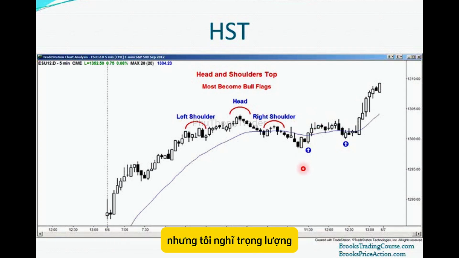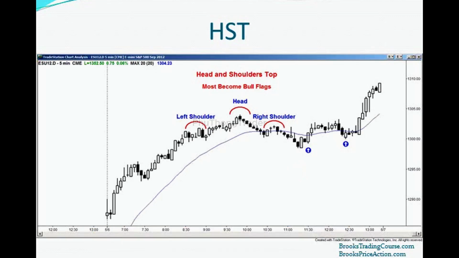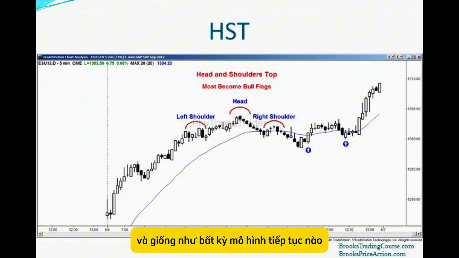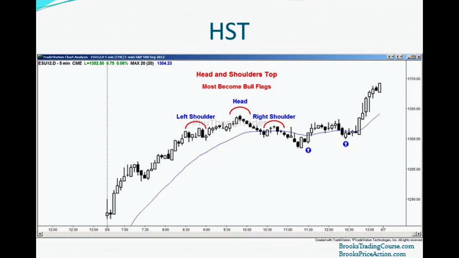But I think the way head and shoulders patterns are talked about is entirely wrong. They're talked about as if they're usually reversal patterns, and they're not. They're usually continuation patterns. And like any continuation pattern, sometimes you get a reversal instead of a continuation.